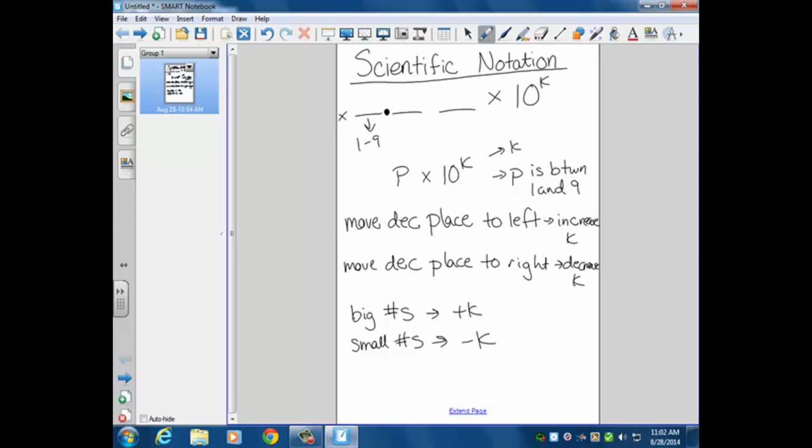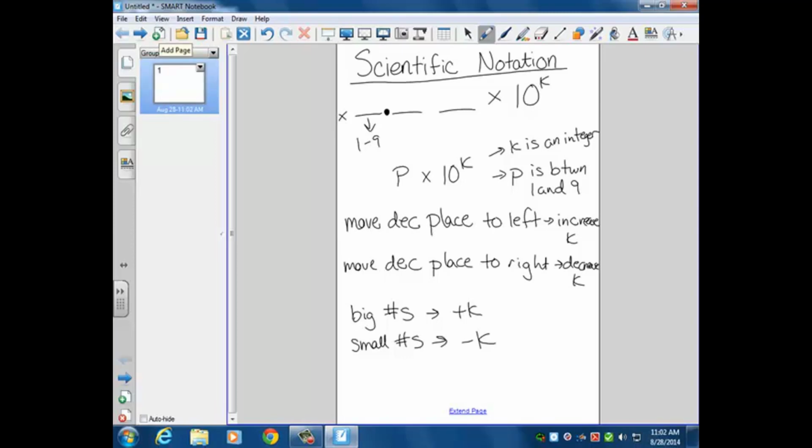Okay, and one thing I forgot to say earlier too, let me add this up here. K is an integer. And I'm sure everybody remembers what an integer is, right? It's kind of like whole numbers, but negative and positives. So it could be 0, 1, 2, 3, 4, 5, 6, 7, 8, and so forth, or it could also be -1, -2, -3, -4, going that way too. Okay, so let's keep these ideas in mind. Really big numbers have positive k, really small numbers have negative k, and let's do a couple examples.